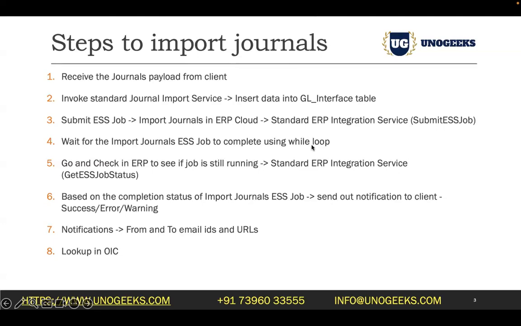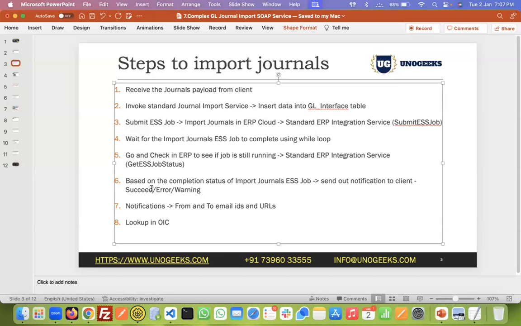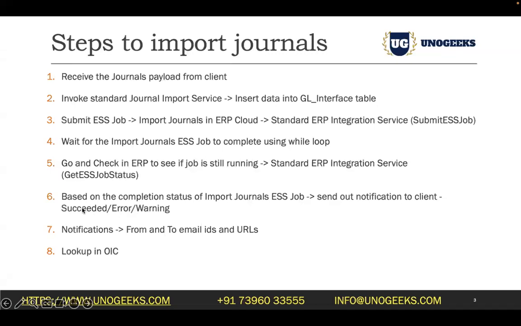And within the while loop, what is it that we're going to do? We would wait for a minute, and after that, we would go to ERP Cloud and get the ESS job status. So when you submit a job here, you get back a request ID. You pass that as input to the get ESS job status operation, and you would get back a job completion status. You would get it in the response. And what could the job completion status be, guys? It could be succeeded, error, or warning. So whenever an ESS job completes in cloud, the job completion status would be one among these three. If it is still running, there are plenty of other statuses possible, guys: running, pending, on hold, etc.